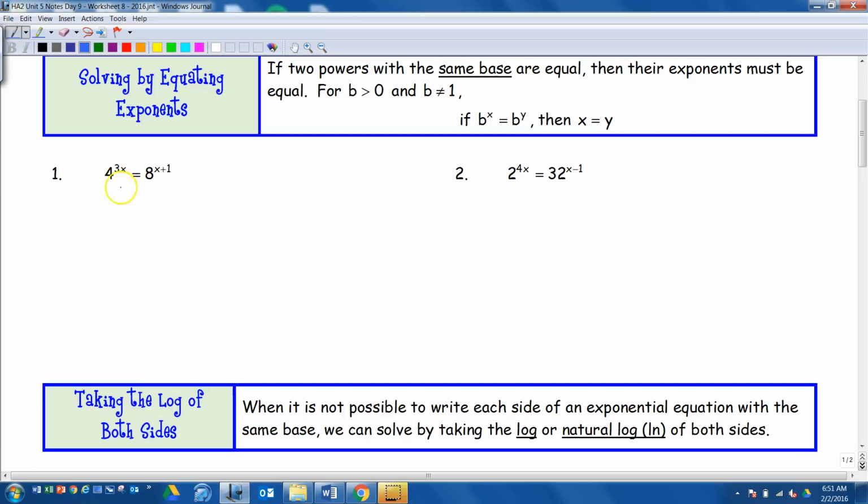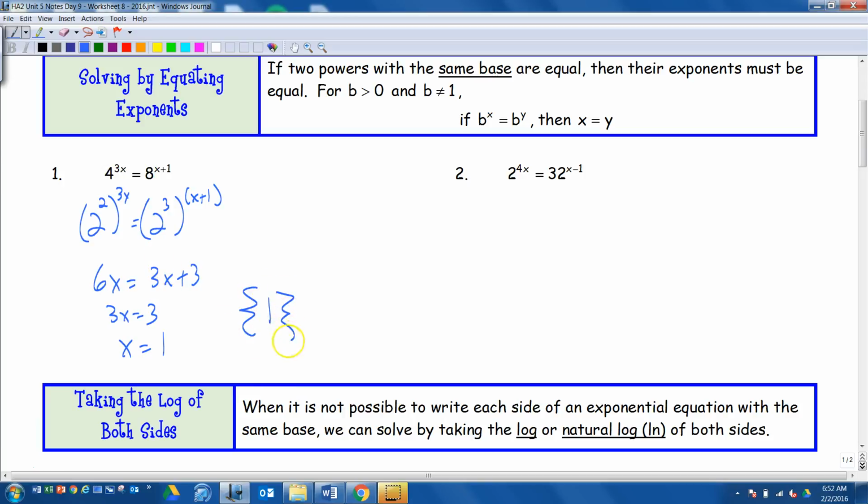You want to get the bases the same if possible. So you should know that this is 2 squared to the 3x, and this is 2 cubed to the x plus 1. So the bases are now the same. The powers are 6x and 3x plus 3. Do not forget to distribute that. 3x equals 3, x equals 1. There's no restriction on the domain, so that should work fine.